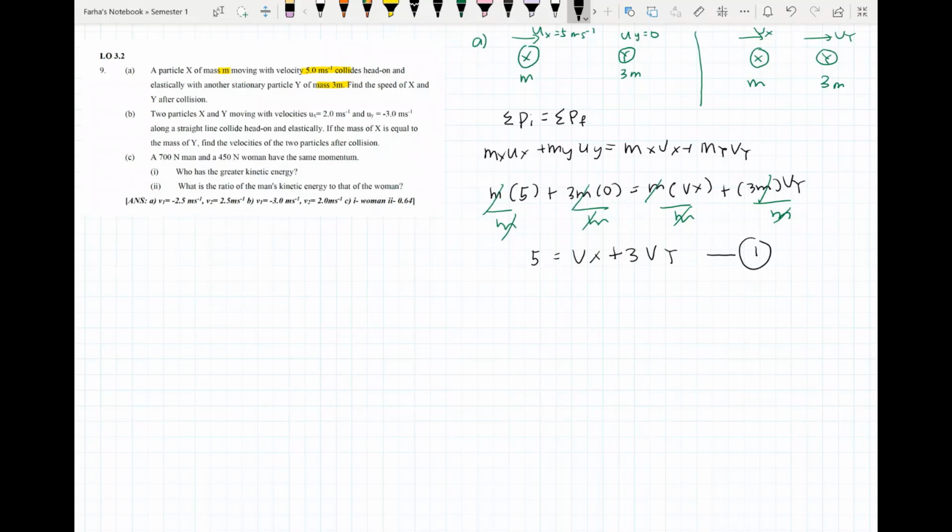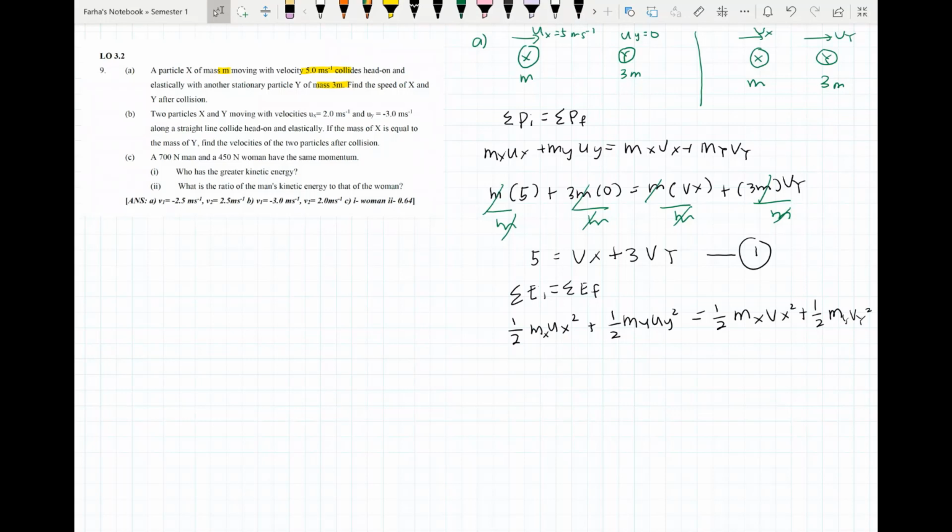Now kita boleh gunakan equation kedua iaitu conservation of energy. So the sum of E initial equals to the sum of E final. Apa dia E initial, apa dia E final? Kita kena masukkan before and after the collision. We have half mx ux square plus half my uy square equals to half mx vx square plus half my vy square.